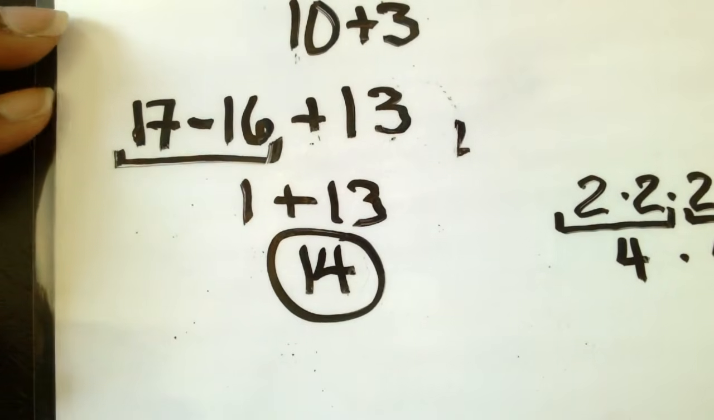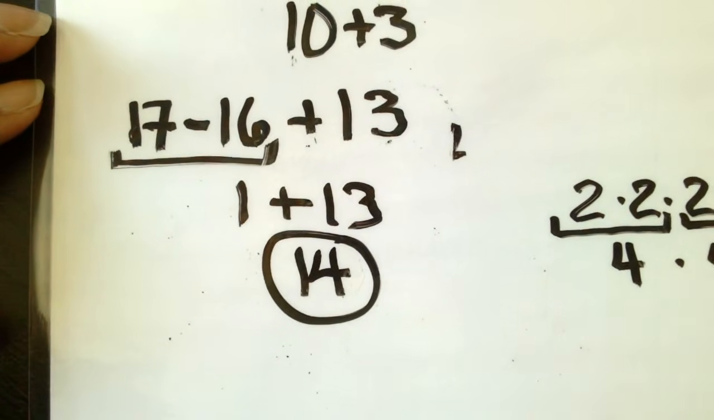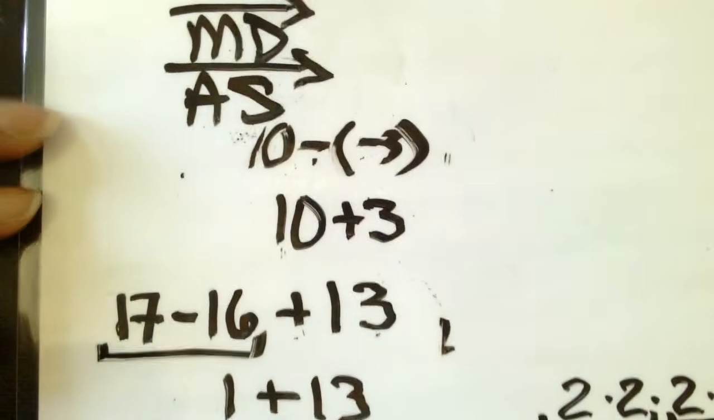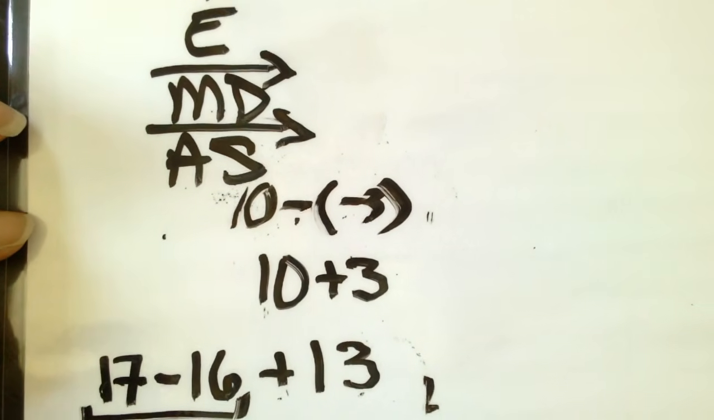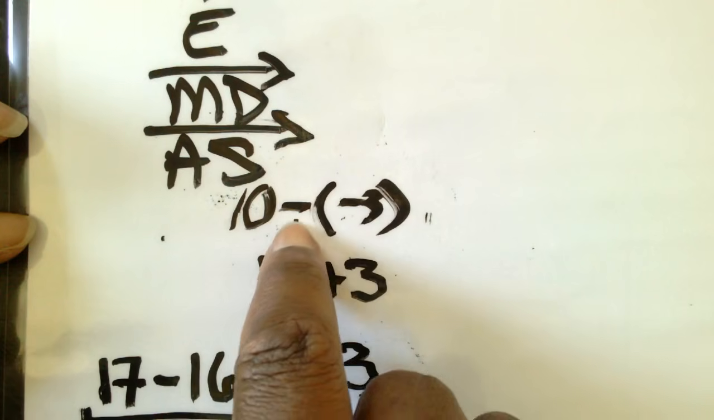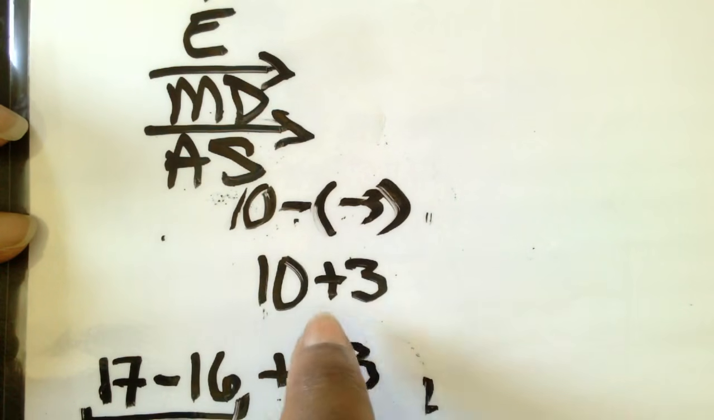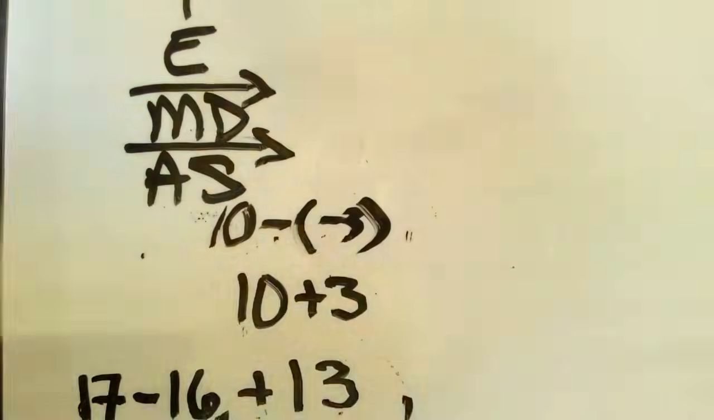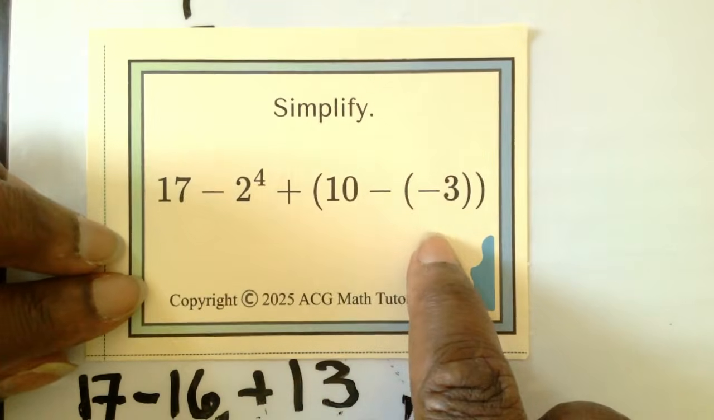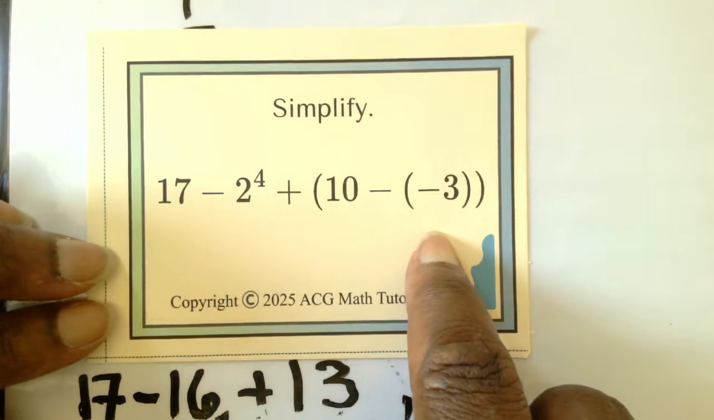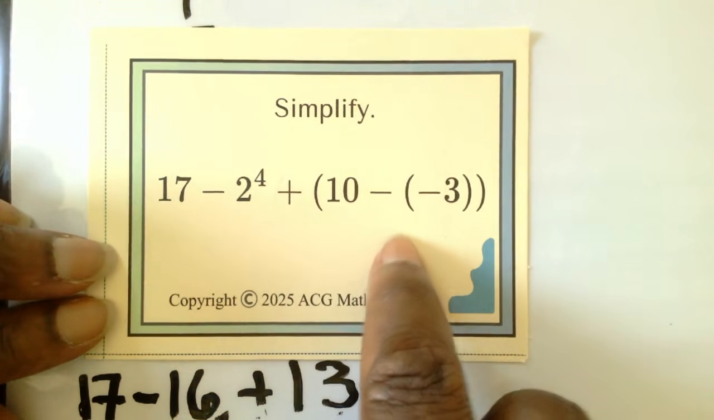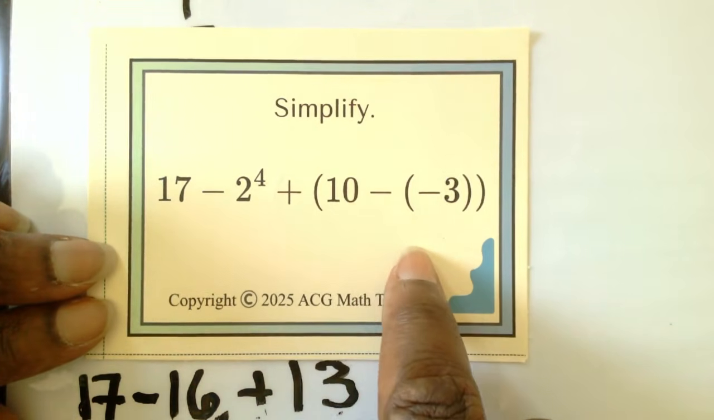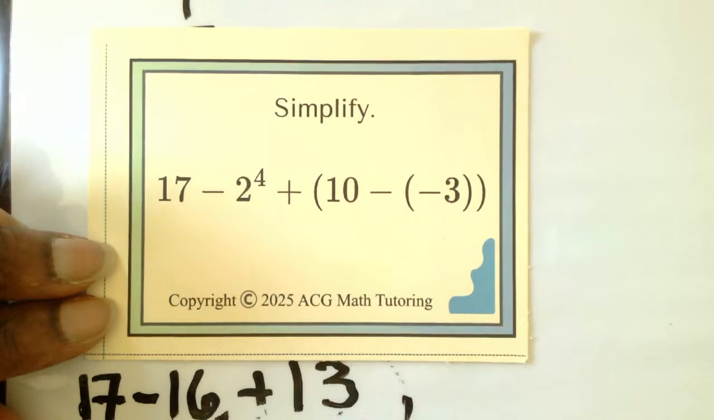But where did I get the 3? Where did I get the 3? Oh, negative times a negative gives me a positive 3. And where was the 3? Right here. So negative times negative will give me a positive 3. So 10 plus 3 will give me my 13.